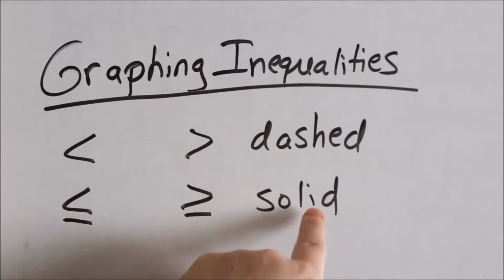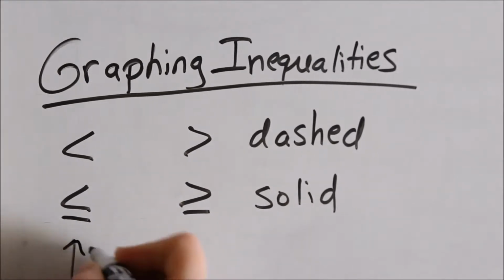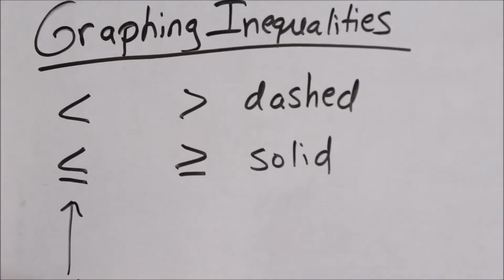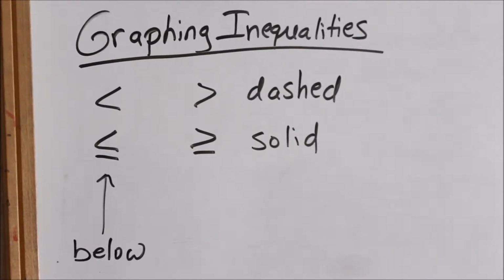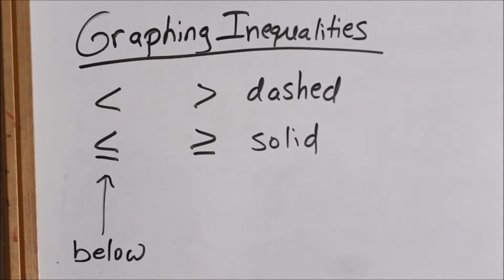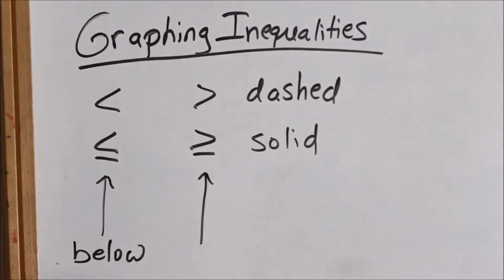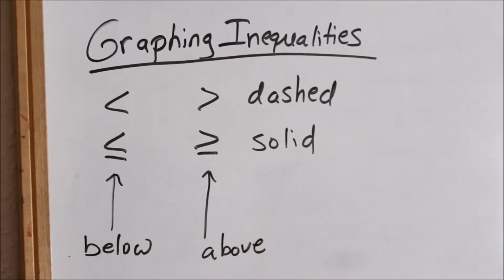So that's one difference. It's either going to be a dashed line or solid line, and then you're going to do some shading. When you have less than, you want to shade below the line. The way I like to think of it is the line is where a man is standing, and when you are below the line, when you are less than, that represents hell. When you are greater than, standing on the line, greater than represents heaven, so heaven is above, which means you shade above the line.